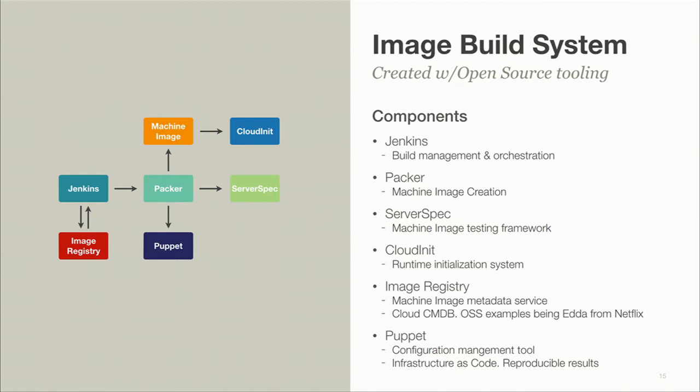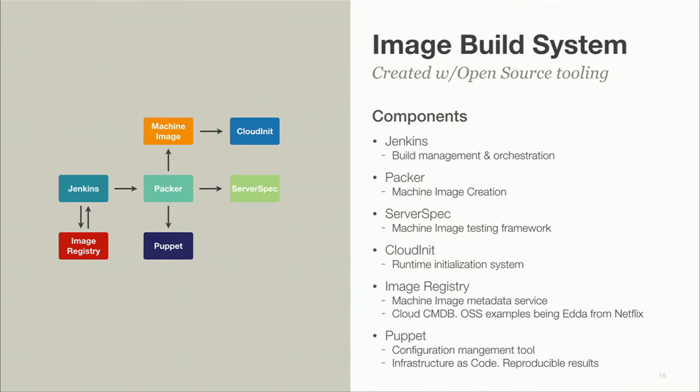Next, we needed something that does runtime initialization. So there's some things that can't be built into the AMI in certain cases. And I'll explain more about that later, but we needed a system that does runtime mutation of the actual instances as they boot. And we use Cloud Init for that, and we've written custom Python scripts and code to do that as well.